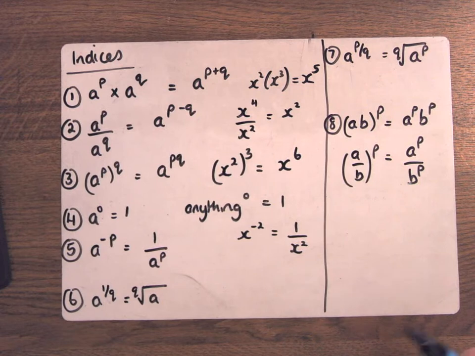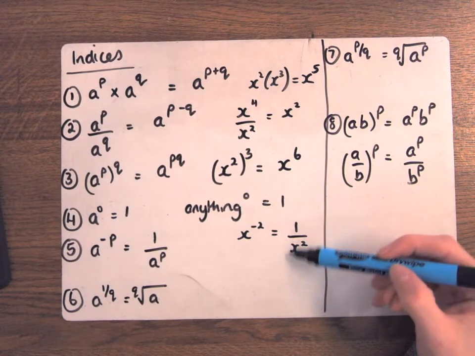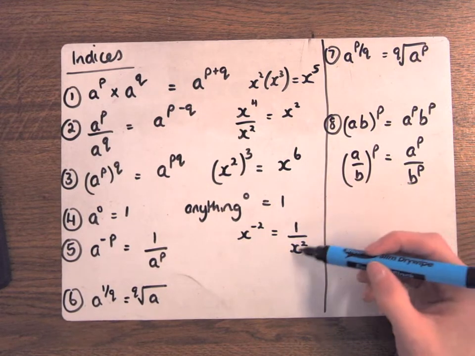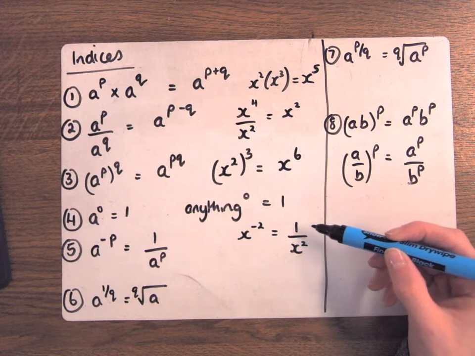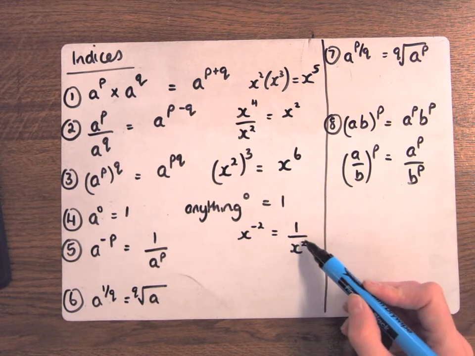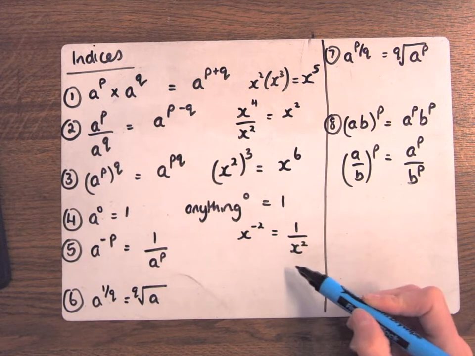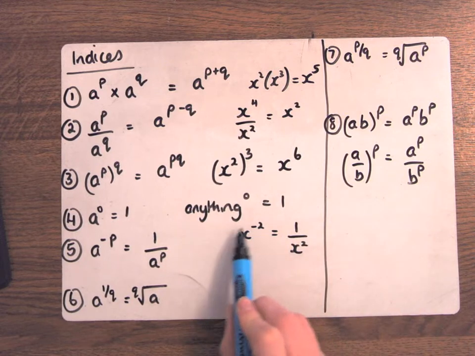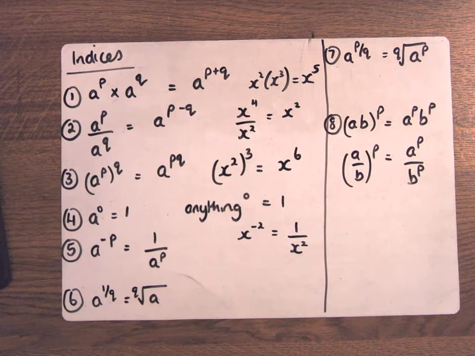And vice versa. If you want to work with your powers and you've got something underneath the line, you can bring it up as long as you change the sign of it. As long as you change the sign of the power. So the x comes up and it becomes minus 2. So that's interchangeable. Whether you're going from the top to the bottom, bottom to the top, if you're moving it above or below, you're just changing the sign of the power.